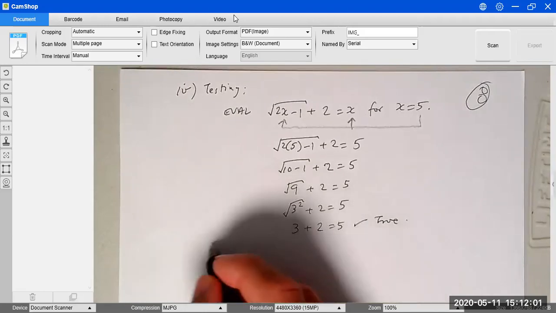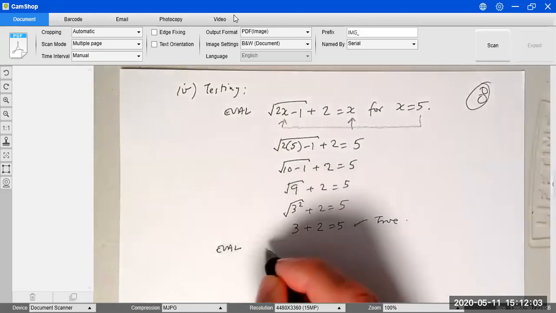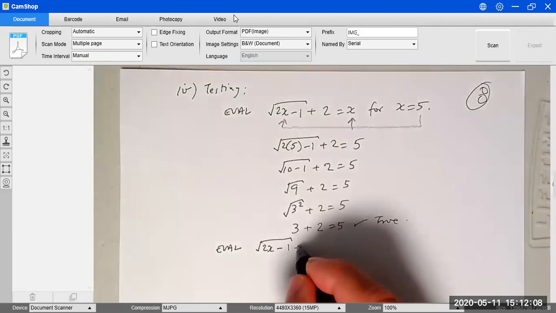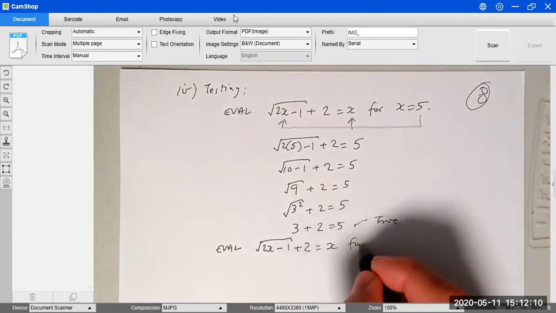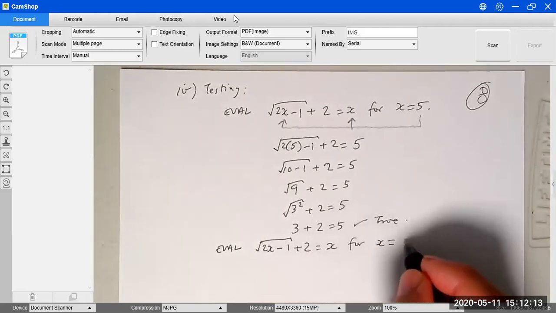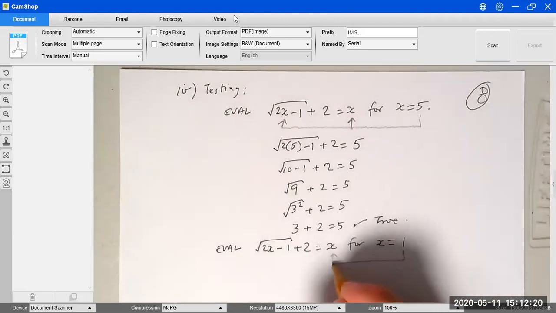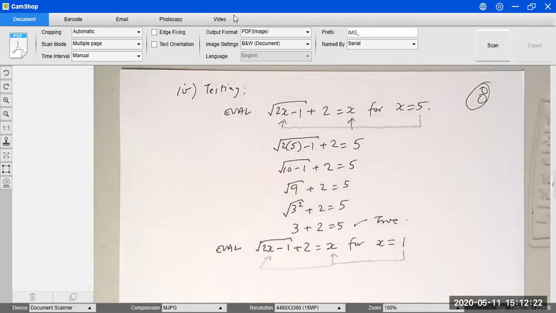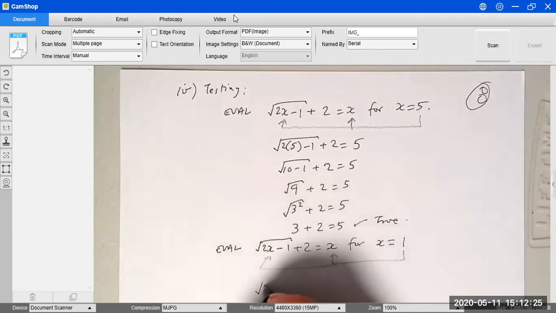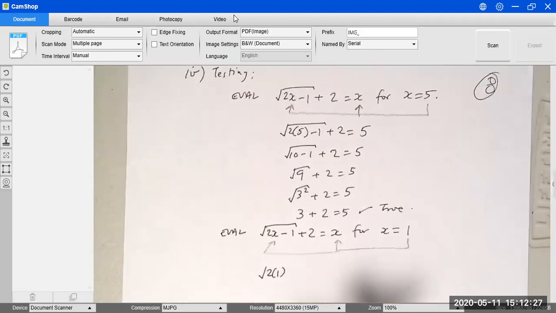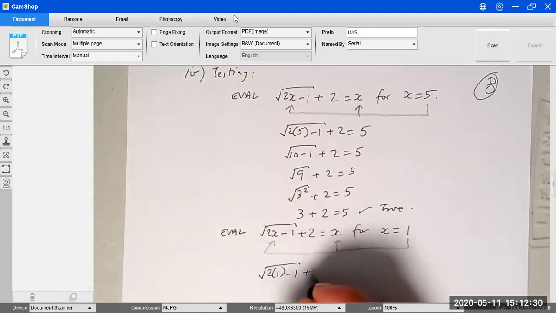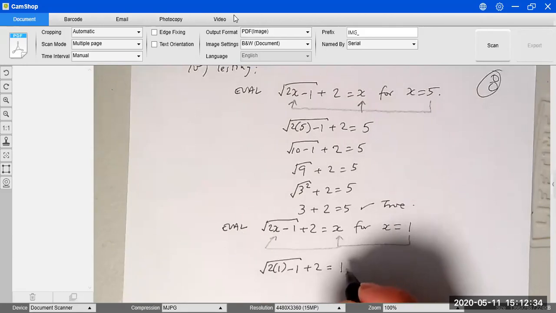So we're going to evaluate the same original equation, the square root of 2x minus 1 plus 2 equals x, for x equals 1. That's the other solution that we're going to test. So again, we're going to replace x with 1 in the equation. So we have the square root of 2 times 1 minus 1, plus 2, equals 1.